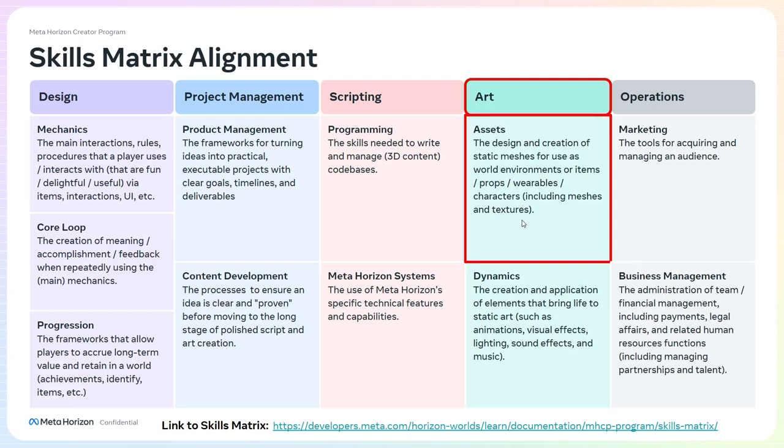So here is this skills matrix alignment. We have, as always, we are in the art section of this, and then in the assets, the design and creation of static meshes for use as world environments or items, props, wearables, all of that.